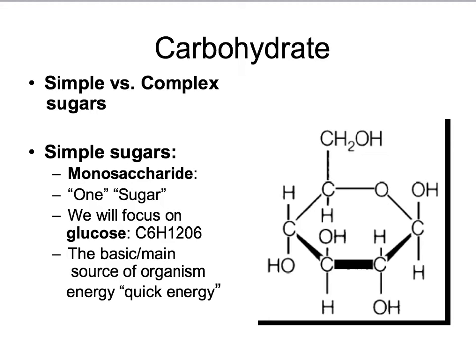Carbohydrates can be simple or they can be complex. Simple sugars, an example would be a monosaccharide, mono meaning one, saccharide meaning sugar. We will focus on glucose, C6H12O6. The basic source of an organism's energy is quick energy. If you'll look as an example of the C6H12O6, for example, we have 6 carbon, and there's 1, 2, 3, 4, 5, and 6.